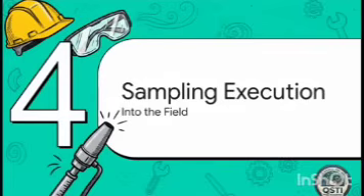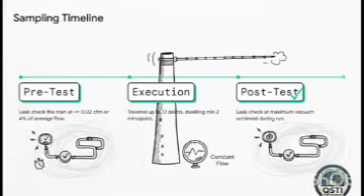All right, let's get back to it. Section 4, Sampling Procedures and Execution. We are heading into the field. The physical execution of Method 201A is highly structured. It all kicks off with a strict pre-test leak check.